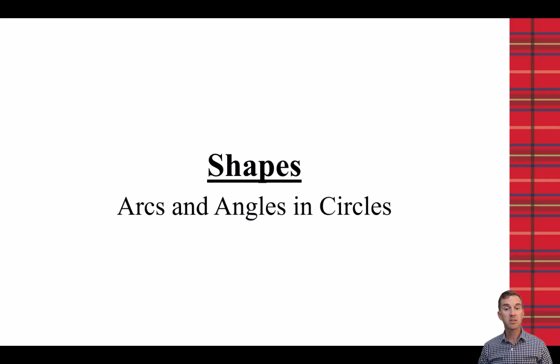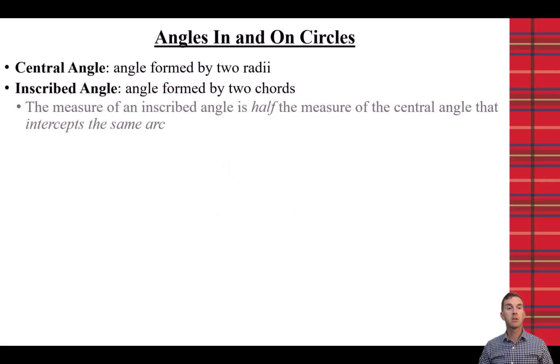In this video, we'll discuss arcs and angles and circles. So we'll talk about the central angle. This is one of the primary angles we have in circles, and it goes from the center to the edge of the circle. In other words, it's made by two radii of the circle.